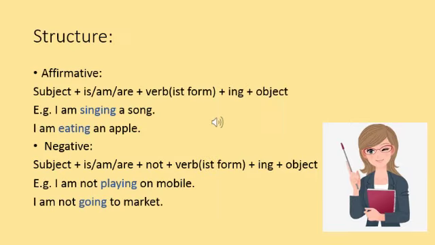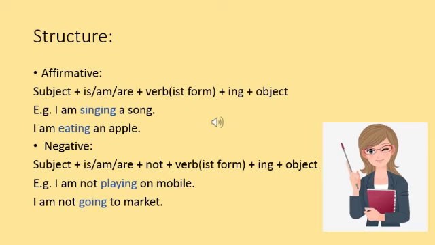Now let's have a look at the structure of present continuous tense. In an affirmative sentence, the structure is subject plus is, am, are plus verb first form plus ing plus object. For example, I am singing a song. Second example, I am eating an apple.